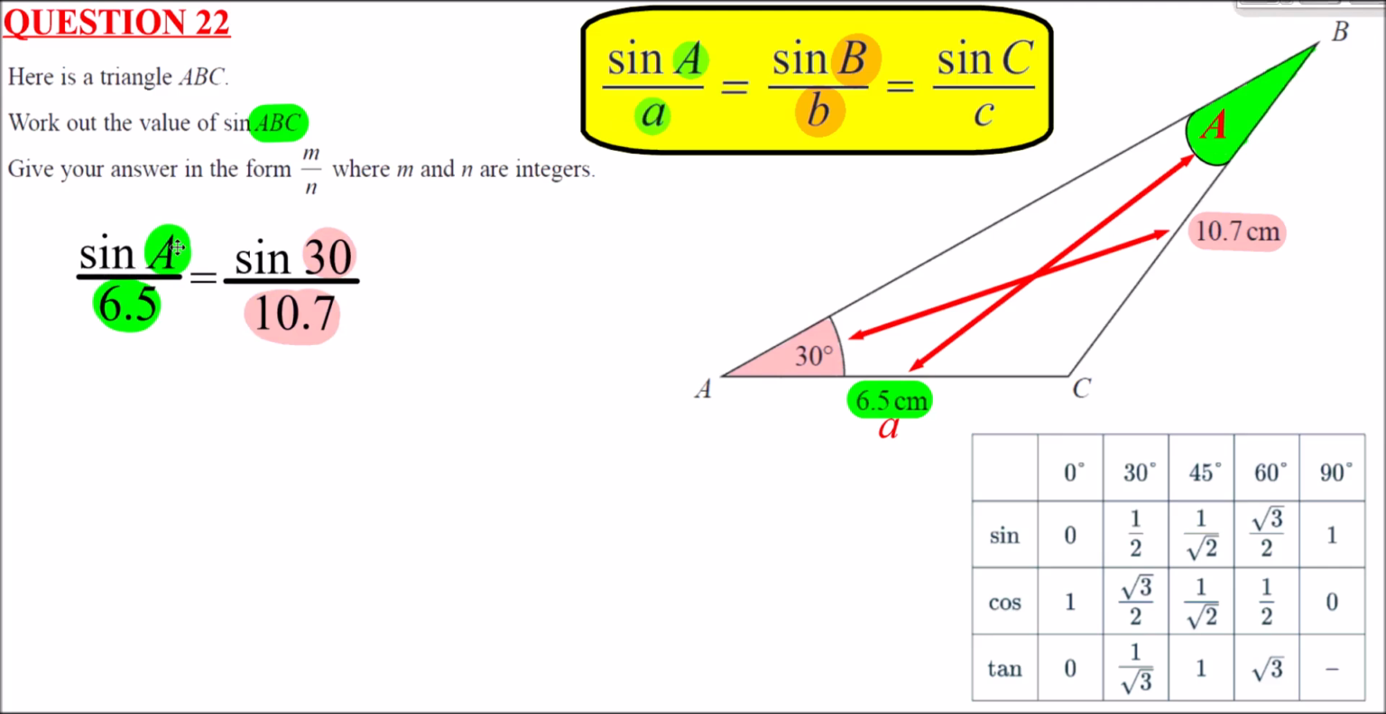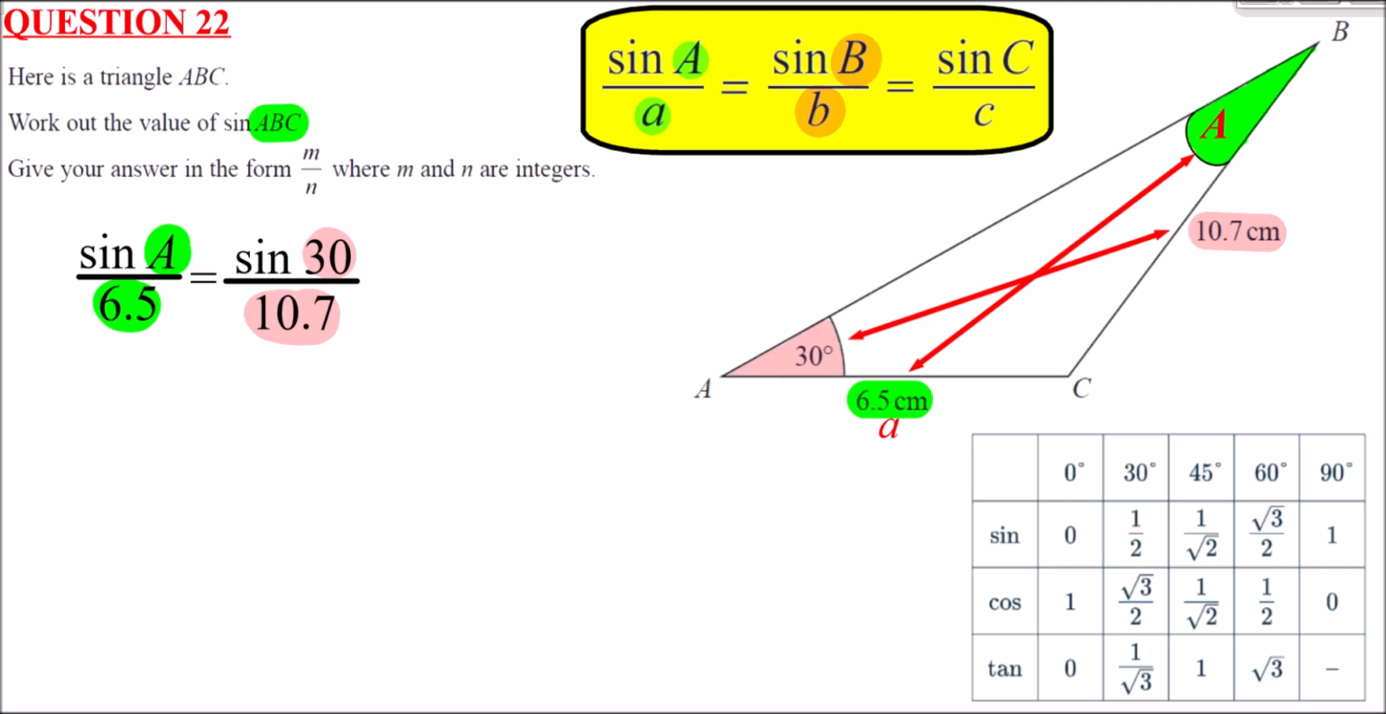So sine of A divided by 6.5 equals sine of 30 divided by 10.7. Because it's a non-calculator paper, this is why they're not asking you to work out what ABC is. You can't do inverse sine for lots of angles in your mind. However, sine 30 is one of these exact ratios which you actually need to remember for your exams.